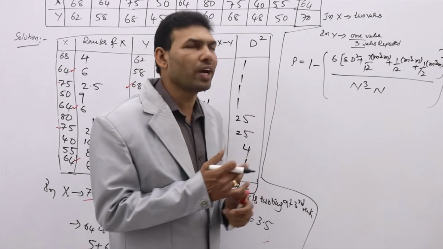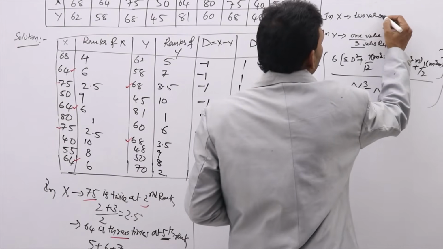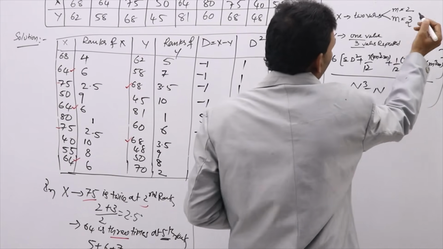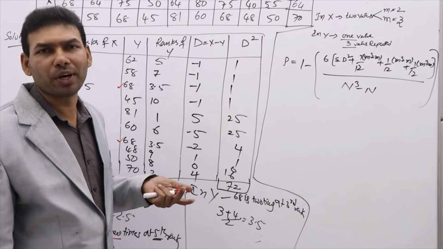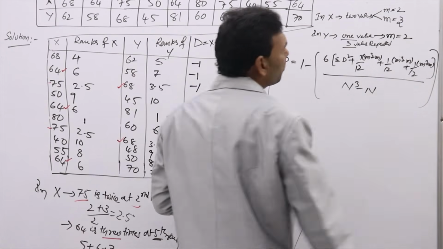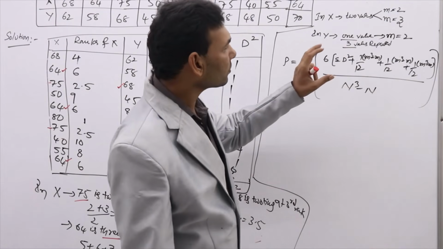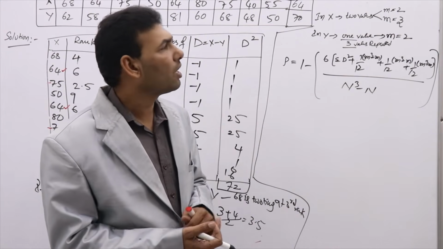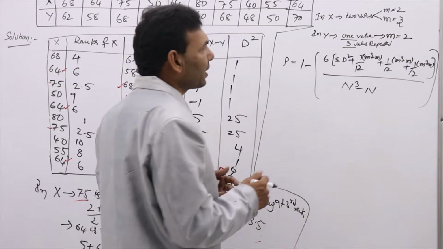Now what about m values? In x, 1 value is repeated 2 times. So in x, 1 is 2 times, so m is 2. Another value is 3 times. So for first m we are going to write 2. For next m we are going to write m 3. Coming to y, 1 value is repeated 2 times, m 2. So like this one can decide m values. How many values repeated, that many 1 by 12 m cube minus m you need to write. How many times value repeated, that is m value.